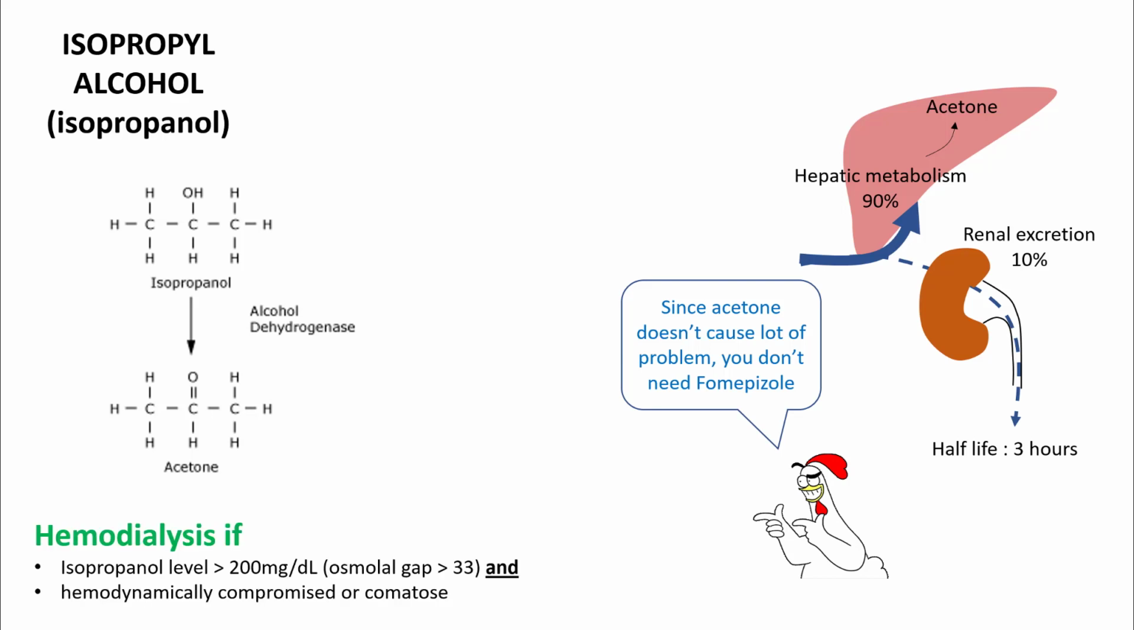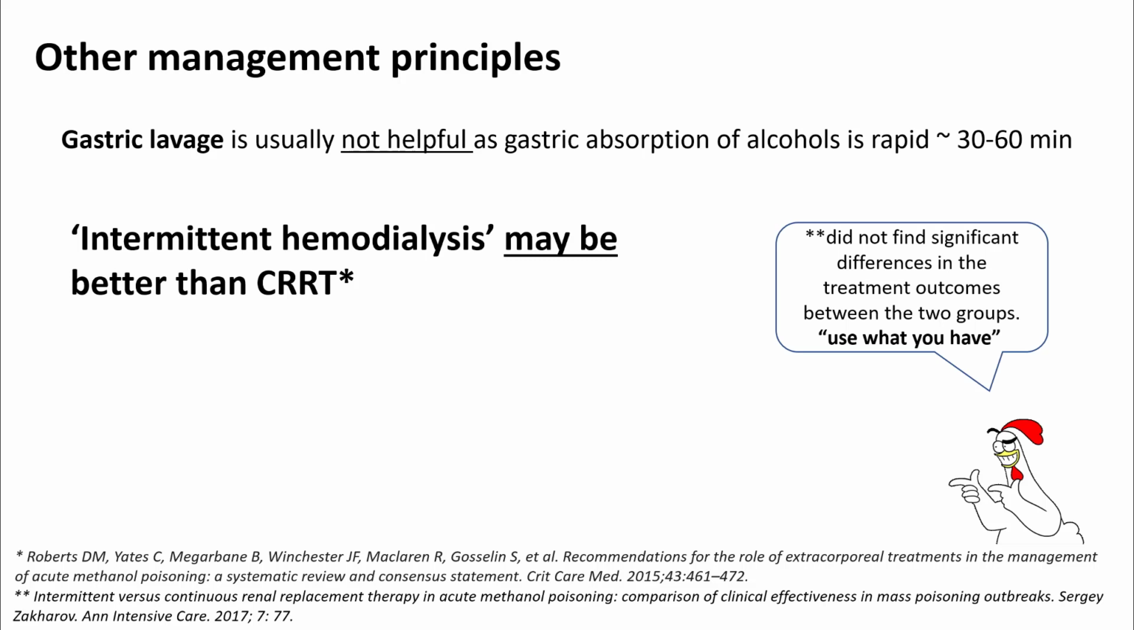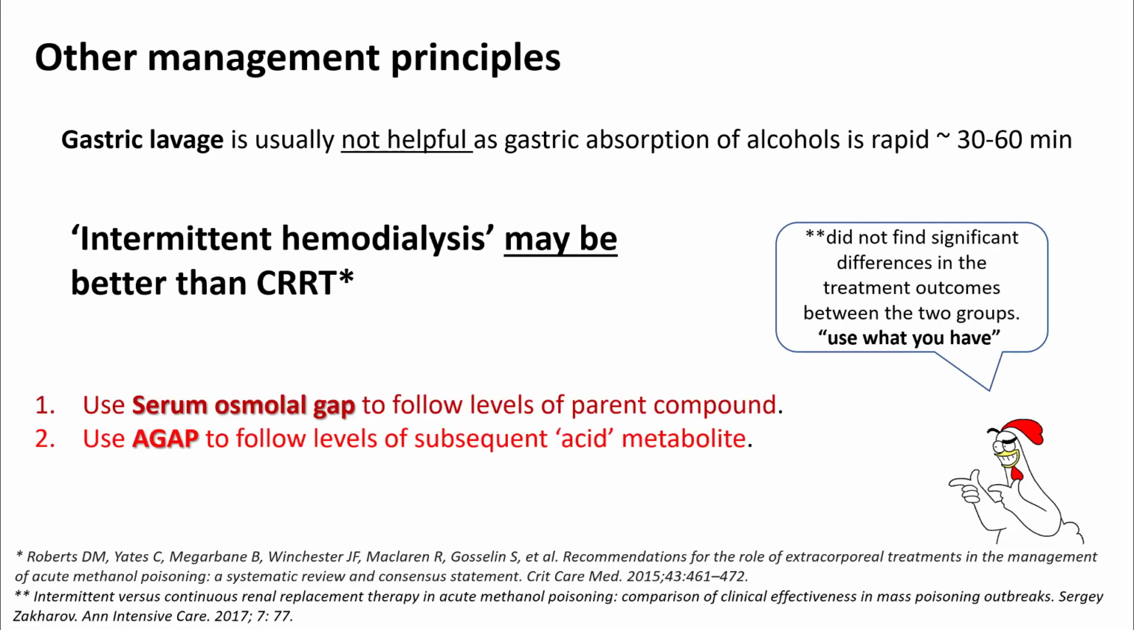patients. However, you can use hemodialysis if you have a very high isopropanol level, more than 200 mg per dL, and a hemodynamically compromised patient or patient in coma. Gastric lavage is not usually helpful in alcohol ingestion, as the absorption is rapid and is complete in 30 to 60 minutes. Intermittent hemodialysis is better than CRRT. However, if you do not have hemodialysis, use CRRT.